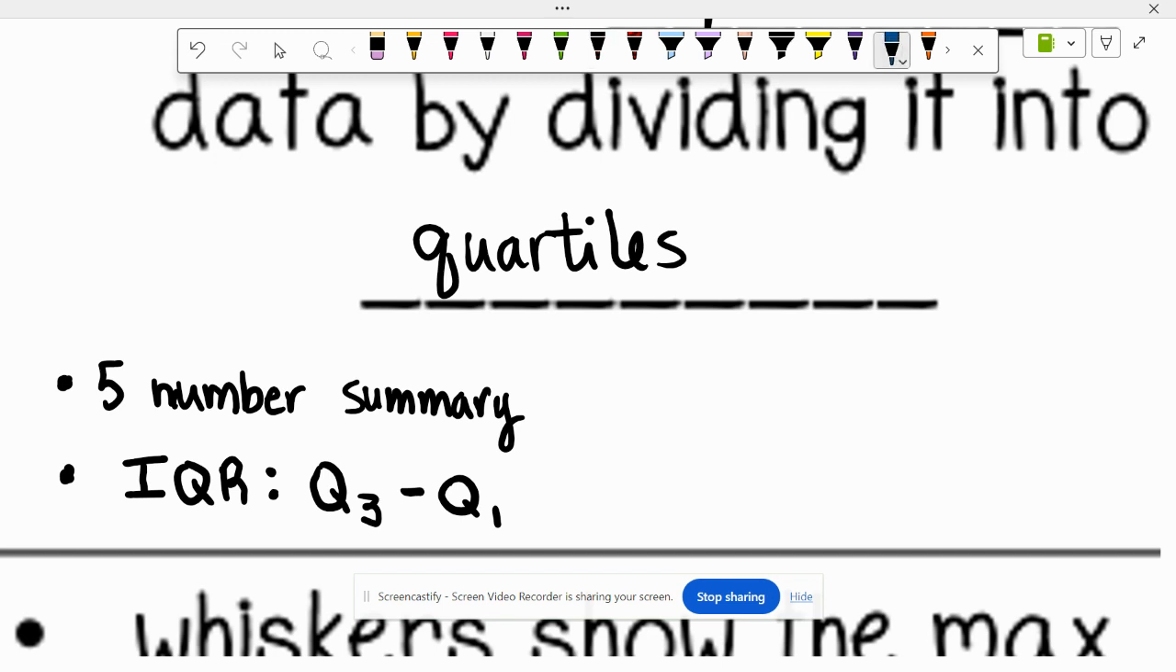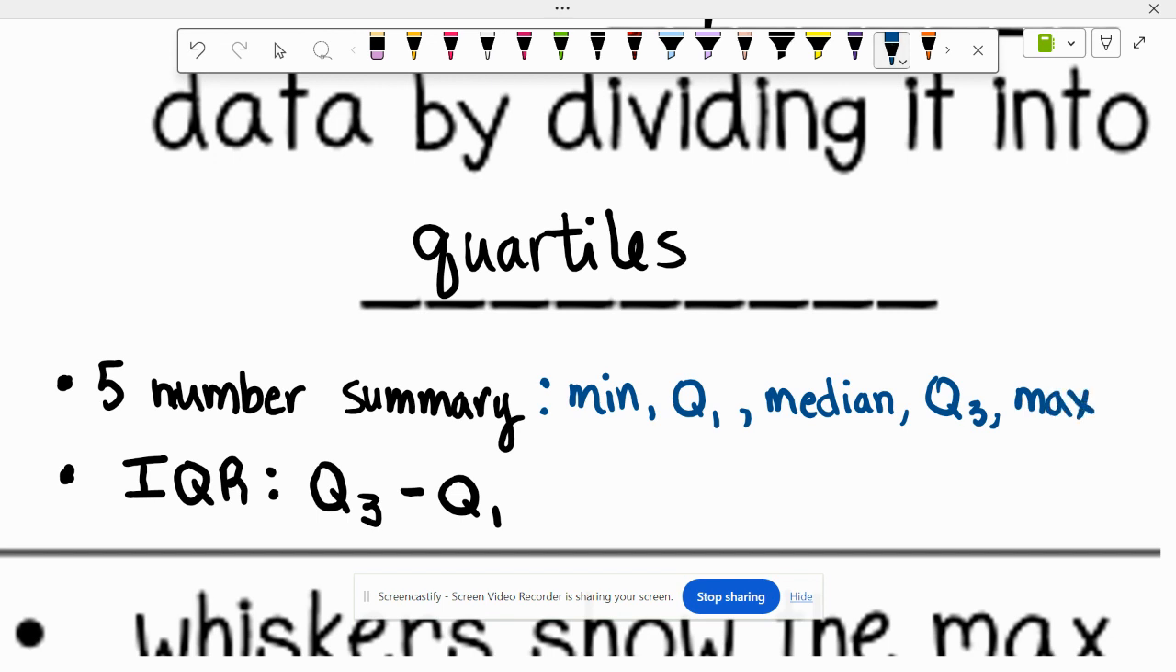I'm going to tell you what your 5-number summary is. It's used with box plots. It's your minimum. It's your Q1. It's your median. It's your Q3. And it's your maximum. That's the 5-number summary. That's what it represents. Can I slide down? Are we all good with that?